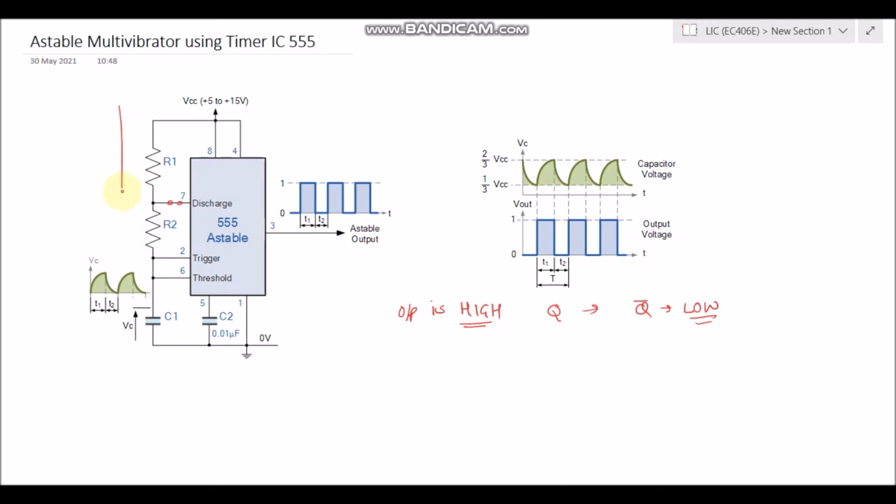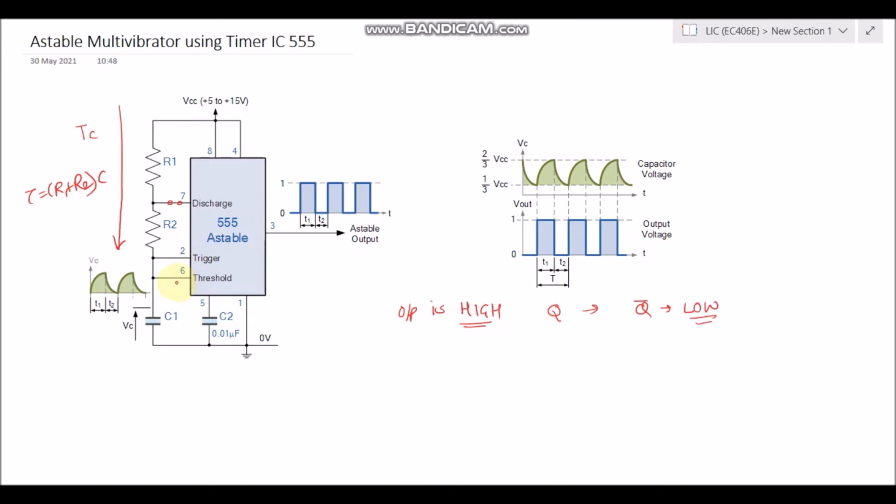So this capacitor will charge through this path. So during this charging time, it will charge through R1, R2 and through C. So we can say the time constant will be the two resistors times the capacitor. Now the capacitor voltage is increasing.